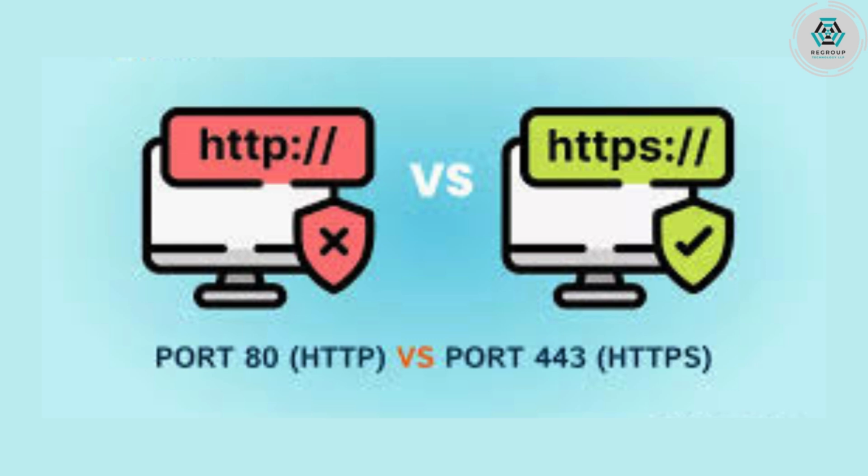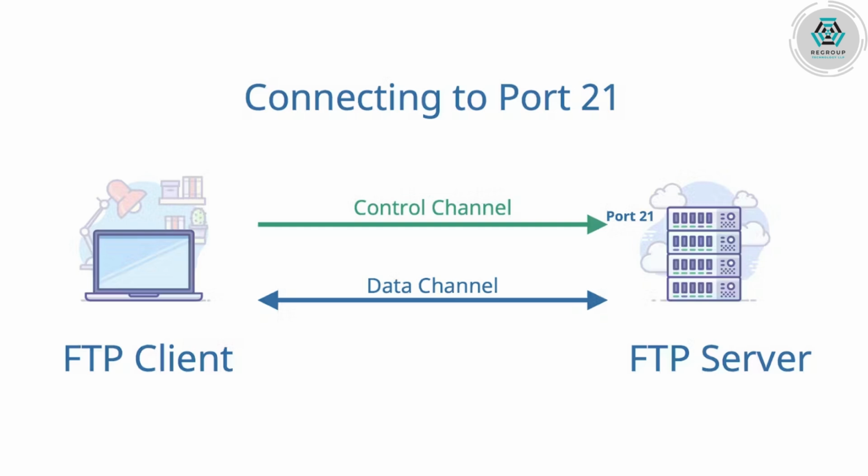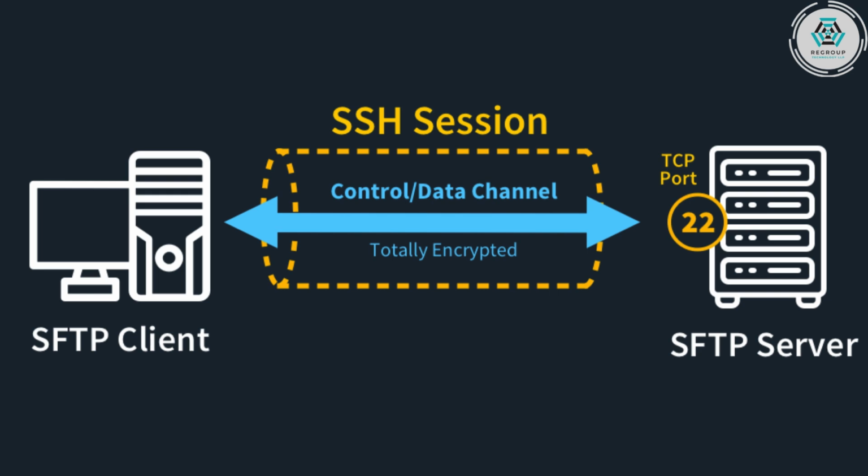1. Well-known ports. 0 to 1023. HTTP, port 80, used for web traffic. HTTPS, port 443, used for secure web traffic. FTP, port 21, used for file transfer protocol. SSH, port 22, used for secure shell access.